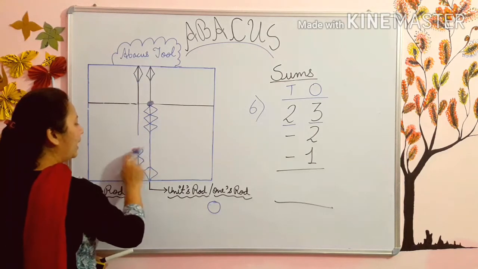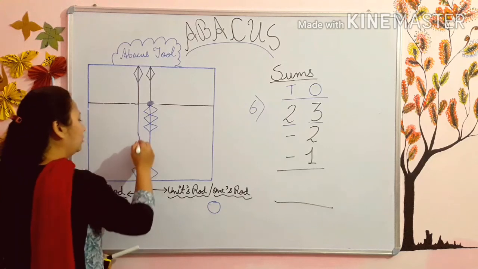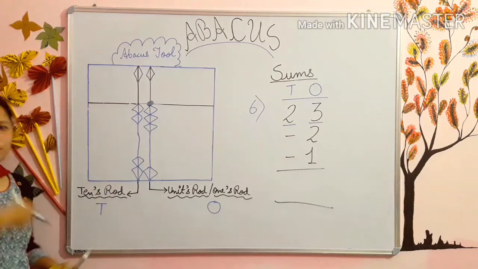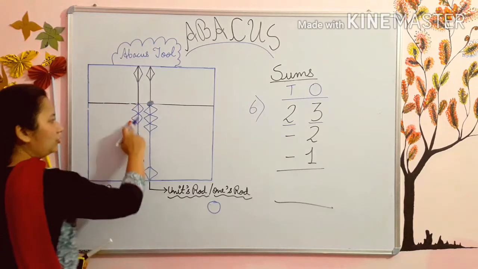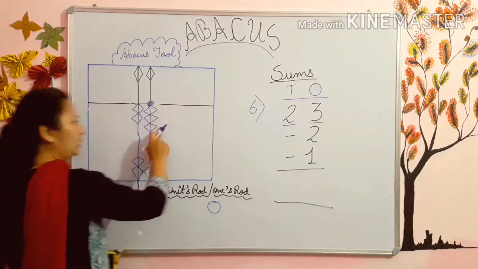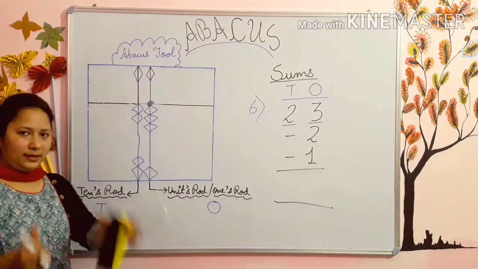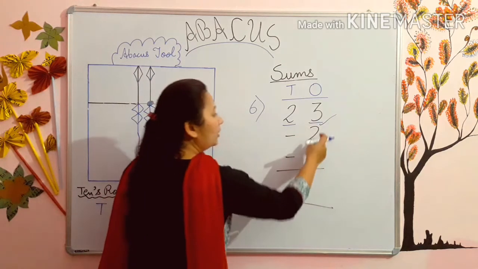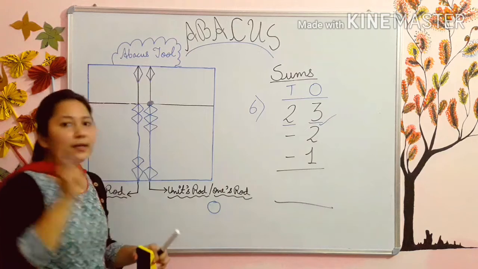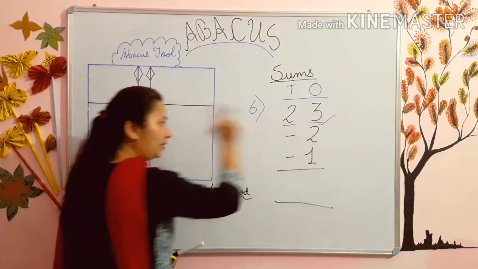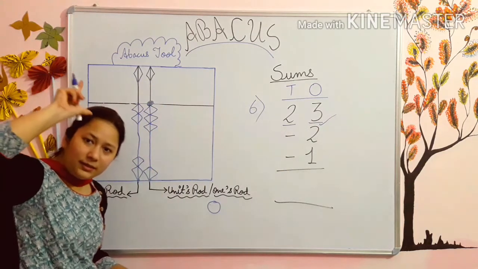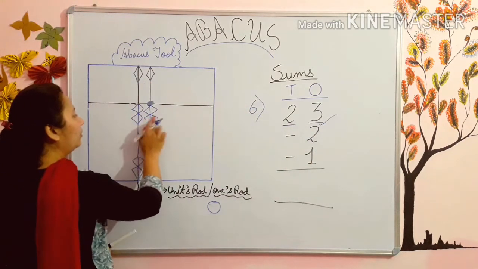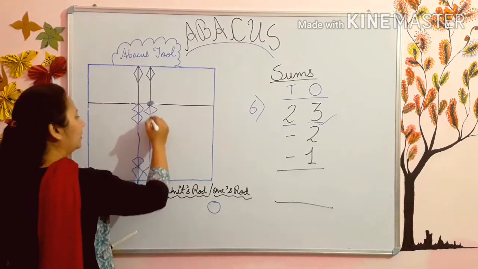2, no sign means add. That means you have to put the 2 beads up. See, 1, 2, 2 in tens rod, 1, 2, 3, 3 in ones rod. Done, kids? Very nice. Now, this done. Now minus 2. Now 2 will go in ones rod, and please watch the sign, minus is there. Minus means you have to put the bead down. So minus 2. So put the 2 beads down.